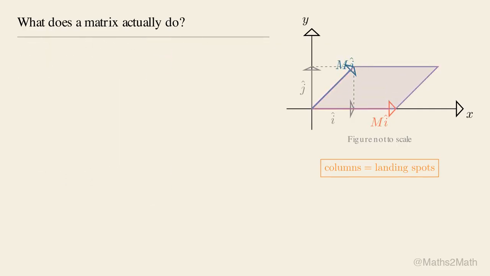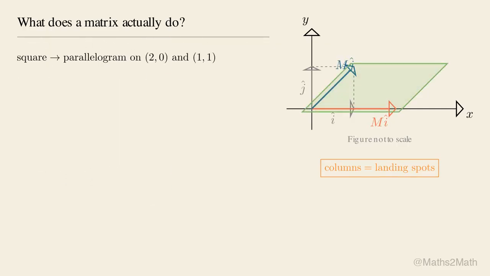Now watch the whole unit square travel. Its 4 corners follow the recipe, and the square lands as this parallelogram. Straight lines stay straight, the origin stays put, the plane is stretched and sheared, all in one motion.